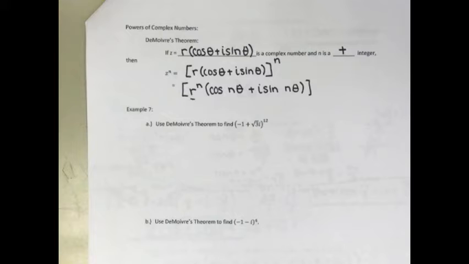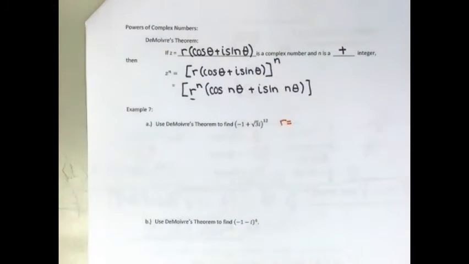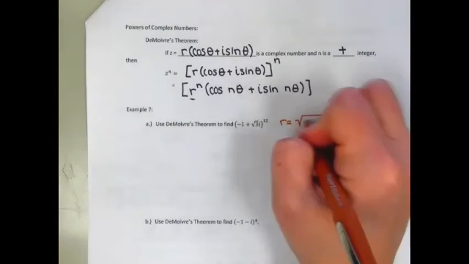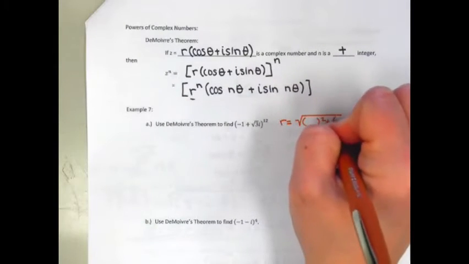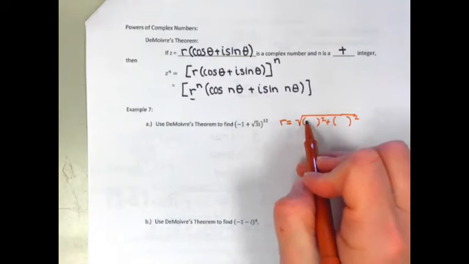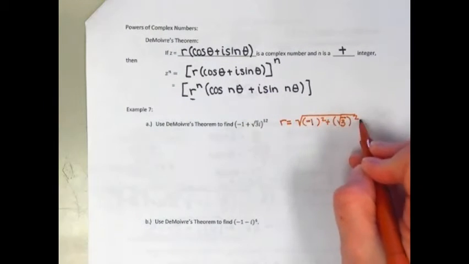Okay. So now, because we're in -1 plus radical 3i to the 12th power, we're in standard form. So we need to convert this into our trig form first, right? So we need to find my r. And do you guys remember how to find your r? It's the square root of a squared plus b squared. What's my a? -1. What's my b? Radical 3.